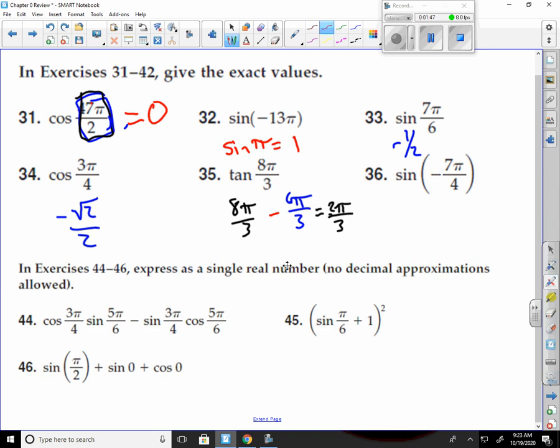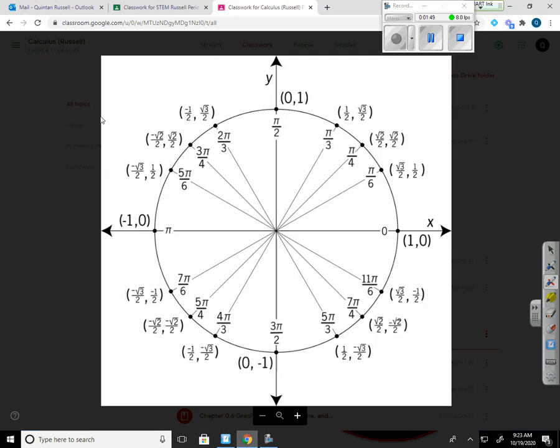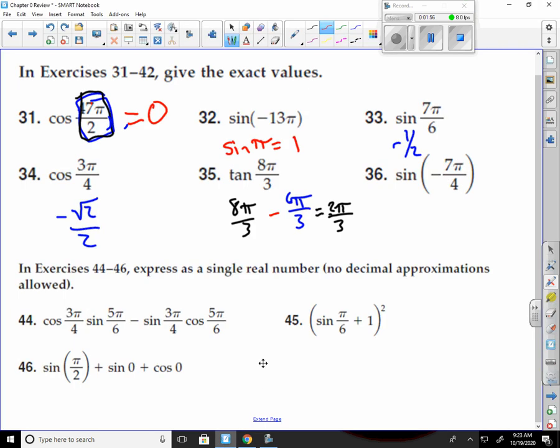Take the tangent of that. Let's see what 2 pi over 3 is in my unit circle. That's negative 1/2 for x and root 3 over 2 for y. So tangent is going to be root 3 over 2 over negative 1/2, which means we flip and multiply. Root 3 over 2 times 2 over negative 1. Your 2's cancel. You're left with negative root 3.